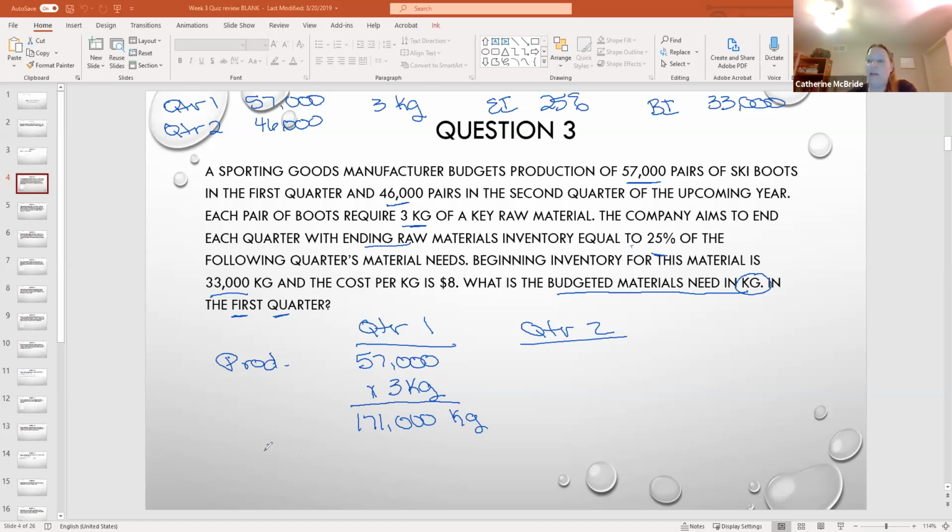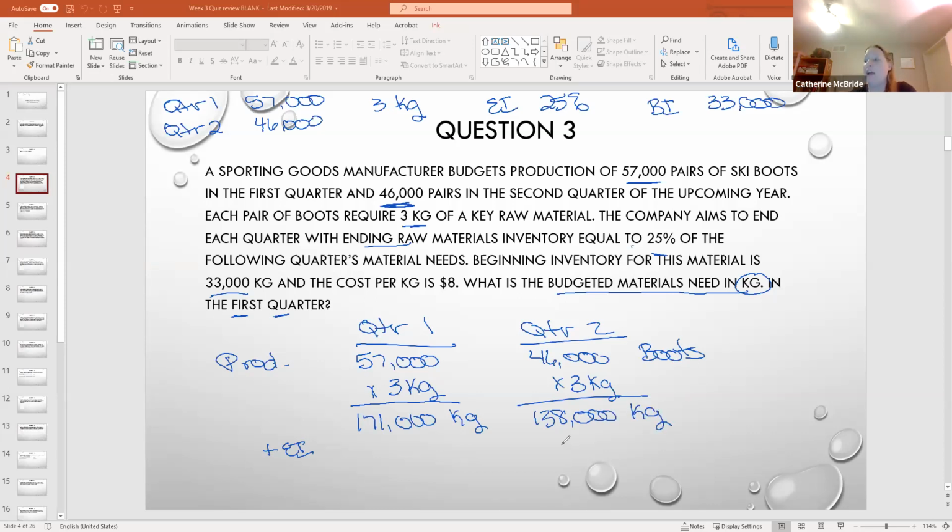We also need ending inventory for the next period. Now the problem is that we're given the number of pairs of boots, but we're not given the quantity of product that we need. So we have to figure that out to know what 25% of it is. In quarter 2, we have 46,000 boots times the 3 kilograms. So we're going to need 138,000 kilograms just for that quarter's sales.